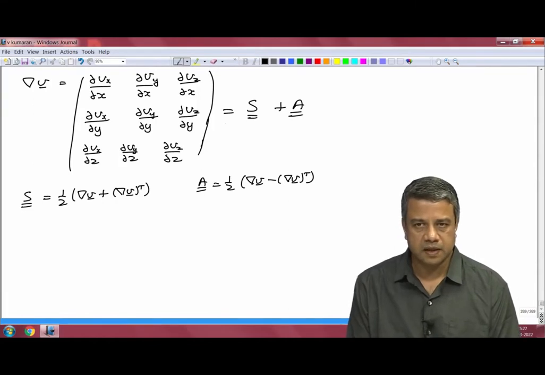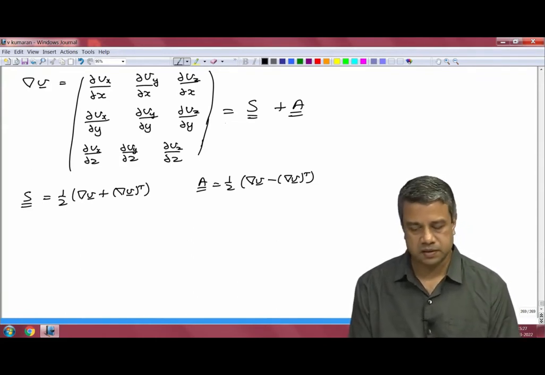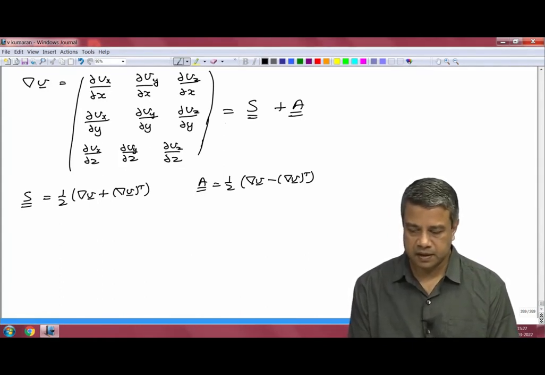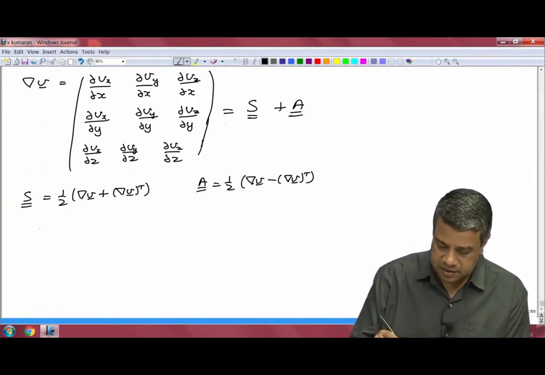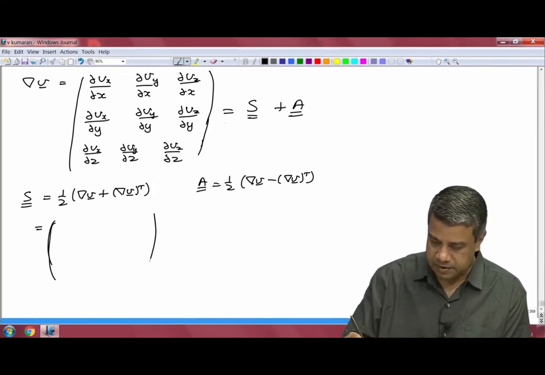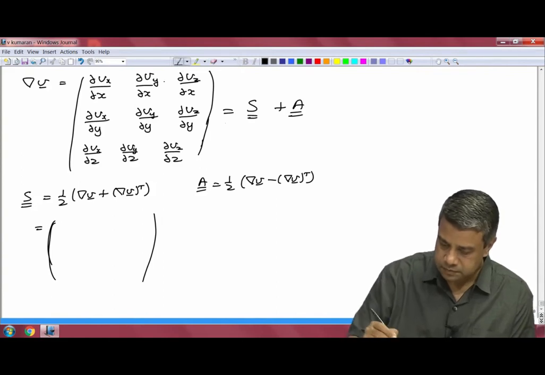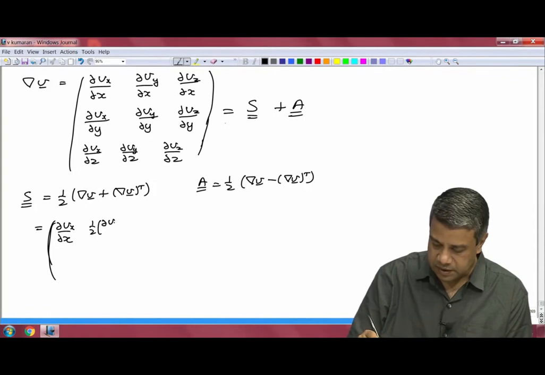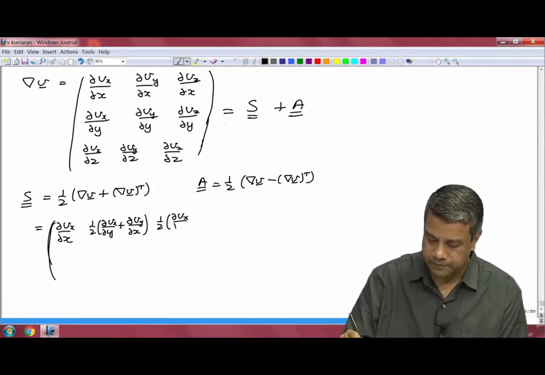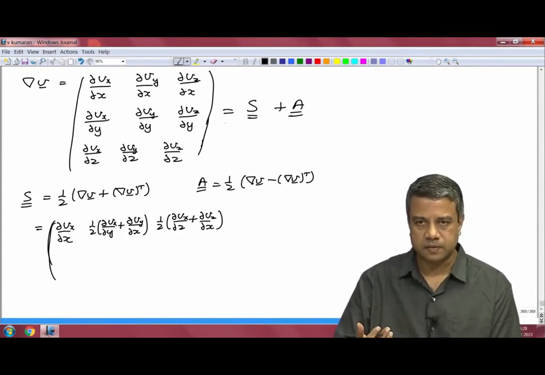The transpose is defined by interchanging the row and column of the matrix. One can easily verify that if I take S plus A, I get back the gradient of the velocity matrix. So, this matrix S is basically half of the matrix plus its transpose. So, the elements of this are partial V x by partial x, then half of partial V x by partial y plus partial V y by partial x, and so on. I just take this matrix, add the transpose, which is obtained by interchanging the rows and columns.